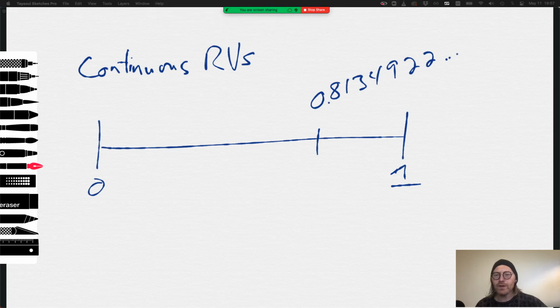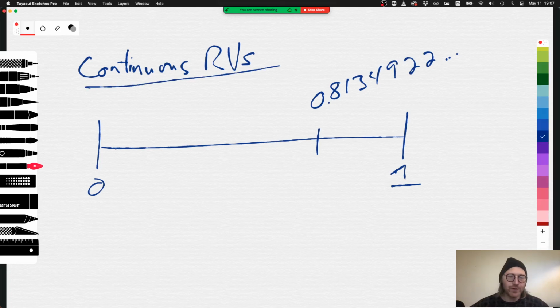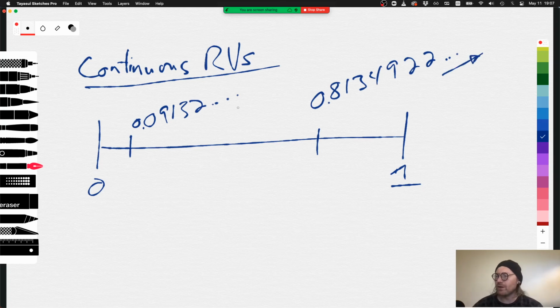Continuous random variables, and we're thinking about a uniform distribution, where every value that we can draw has equal probability. So the probability of drawing 0.8134922 and so on is the same as the probability of drawing 0.90913 and so on. Those two draws have equal probability. Now, here's an issue, though. If we have a true continuous distribution, then this precision goes off to an infinite number of places.